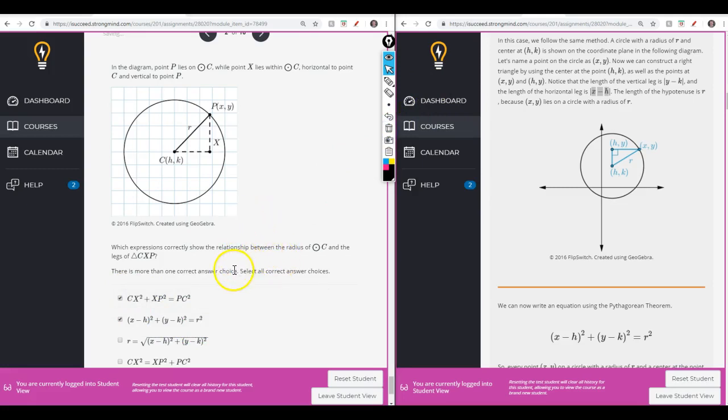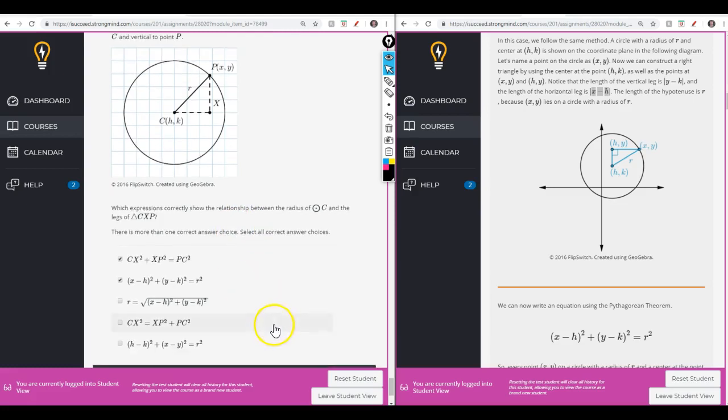And then we could also find, we know that one's incorrect. We also know this one is incorrect because h minus k is subtracting a y coordinate from an x coordinate, which doesn't help us find any type of distance. So this one's incorrect too.